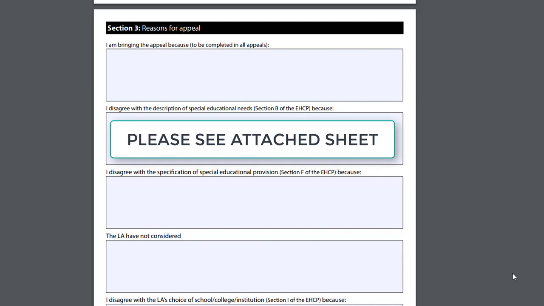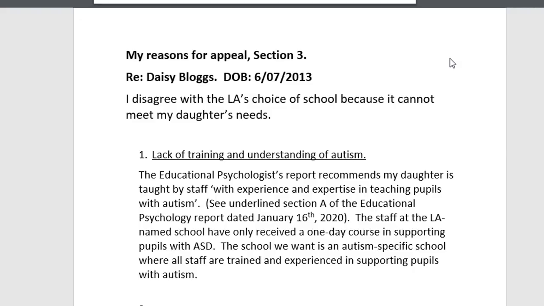So let's look at a couple of make-up examples to give you the idea. This parent has written "My Reasons for Appeal, Section 3," and then given her daughter's name and date of birth. Then she makes clear what she is appealing against. I disagree with the LA's choice of school because it cannot meet my daughter's needs.